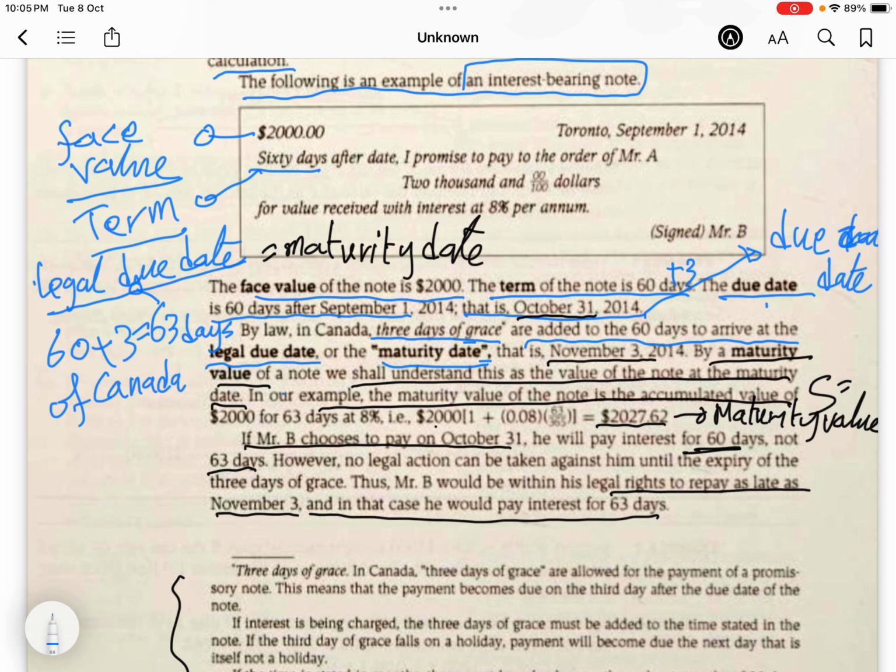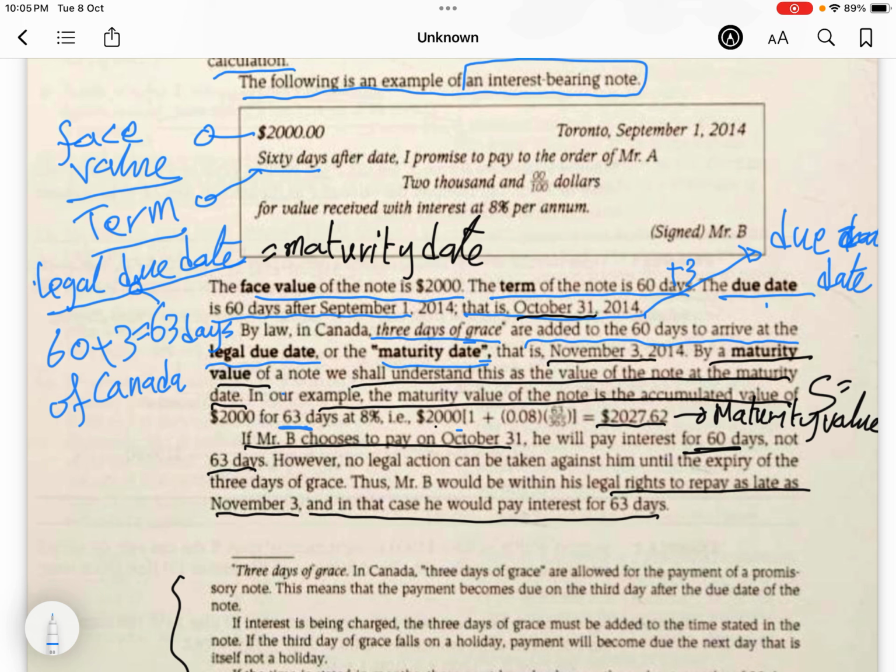In our example, the maturity value of the note is the accumulated value of 2,000 for 63 days, since we add 3 days, at 8%. 2,000 multiplied by 1 plus 8% multiplied by 63 divided by 365, which is 2027.62, the maturity value S.